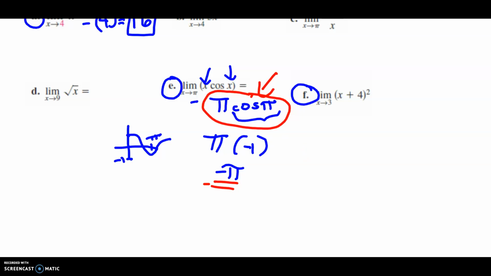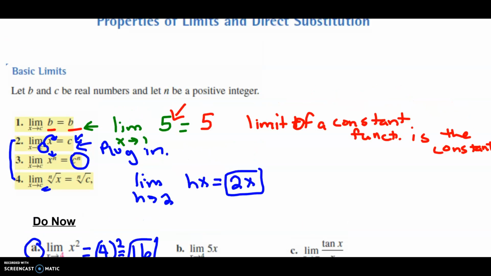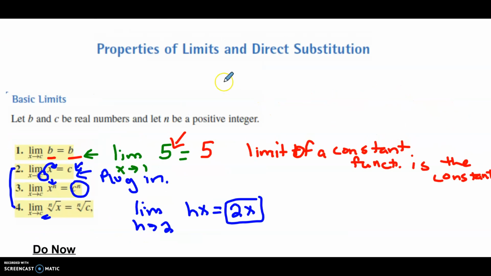Okay, now let's look at F. F is just a plug-in, right? So F is saying take the 3 and plug it in where you see x. So you're just rewriting, instead of the x, you're going to put 3 there, plus 4 squared. So then 3 plus 4 is 7 squared. So my final answer is 49. All right, this is what we consider direct substitution. I'm just plugging in the x value into whatever limit I'm taking the limit of, and it's just a direct substitution to get the y value.